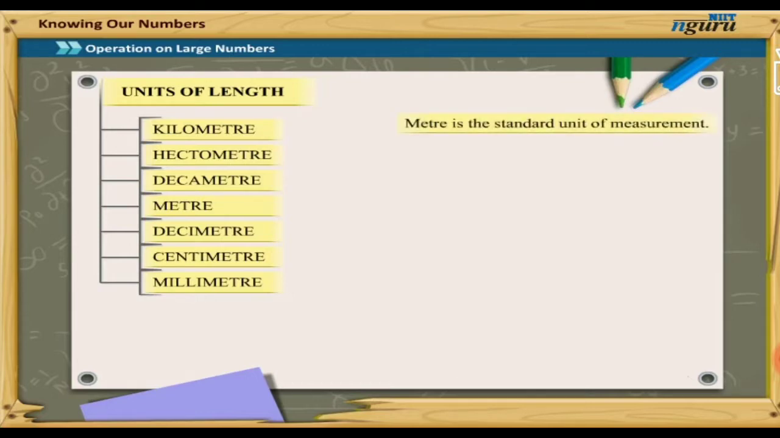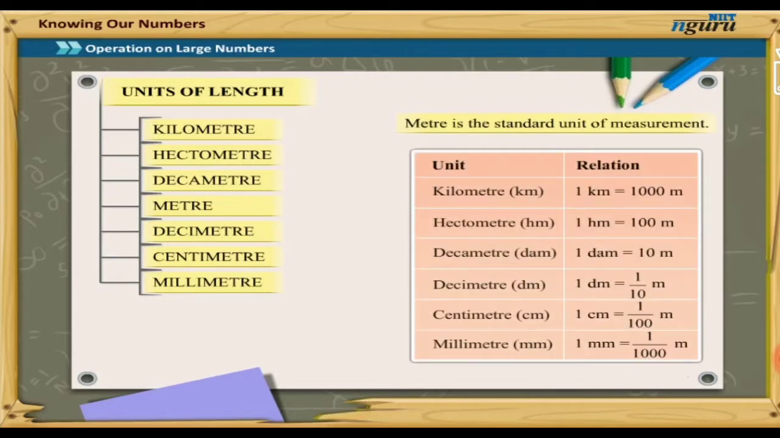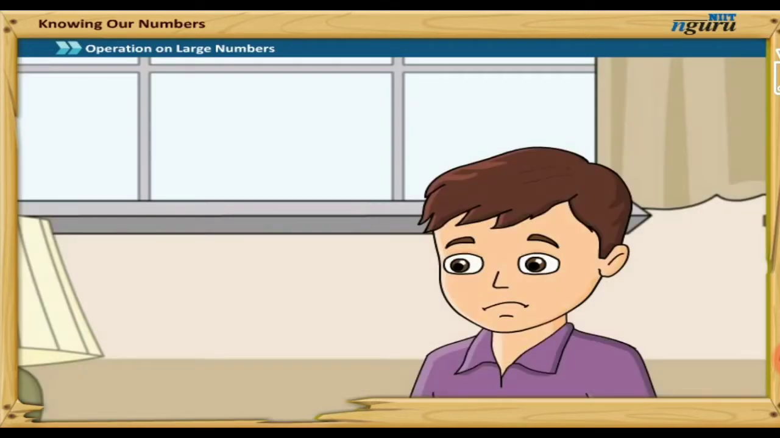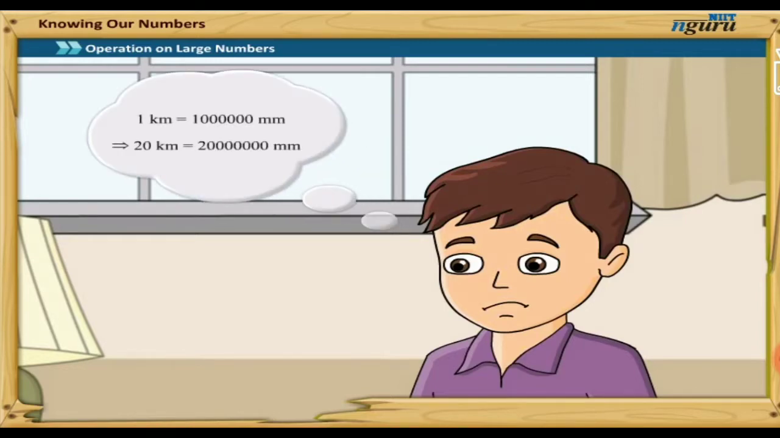Meter is the standard unit of measurement. Measure of length with respect to meter is shown in the table. Using this conversion table, we can interconvert the units of length. Now, connecting back to the original scenario, we can say that Sam traveled only 20 kilometers because 2 crore millimeters is equal to 20 kilometers.